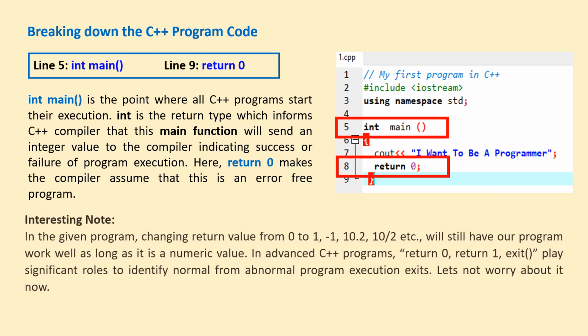There's an interesting note. In the given program, changing the return value from 0 to 1, -1, 10.2, 10 etc. will still have our program work well as long as it's a numeric value. In later C++ programs, return 0, return 1 and the exit function play significant roles to distinguish normal from abnormal program exits. Let's not worry about it now.